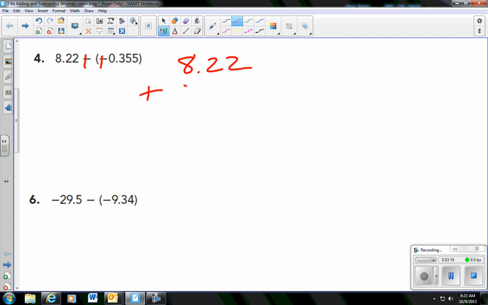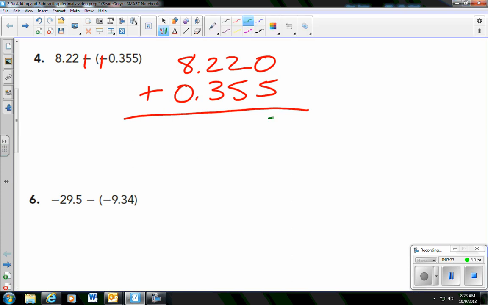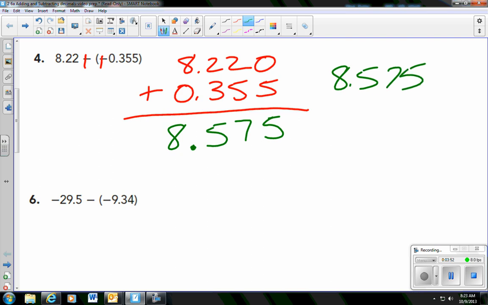8.22 plus 0.355. So again, I kept my decimal all lined up, everything in the right place value. Fill in the 0 above the 5, and now we add them together. 0 plus 5 is 5. 2 plus 5 is 7. 2 plus 3 is 5. 8 plus 0 is 8, and we bring our decimal straight down. So our answer is 8.575, and then we just make sure we have the right sign. So we are adding 8.22 positive with 0.355 positive, so our answer should be positive 8.575.